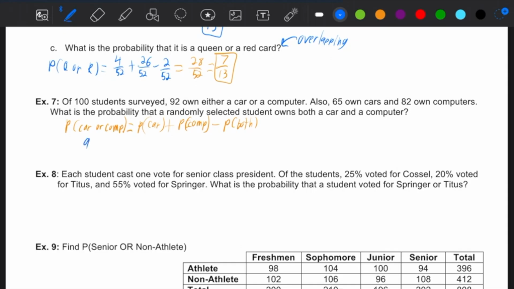So we know that 92 out of the 100 own a car or a computer. We know the people that own a car are 65. We know 85 own a computer. And we're trying to solve for those that own both. Or you can put car and computer if you want. So here we need to get this by itself. So we can add these together and get 92 over 100 equals 150 over 100 minus the probability of both.